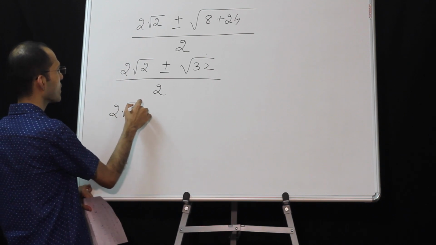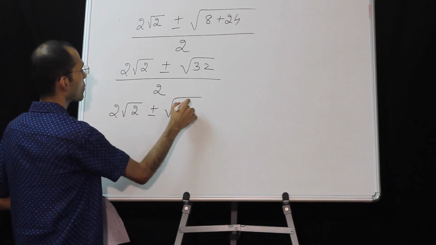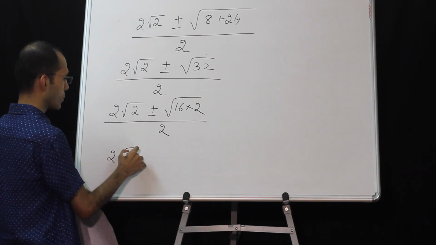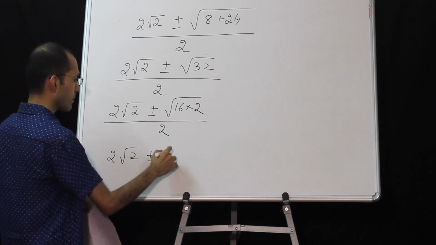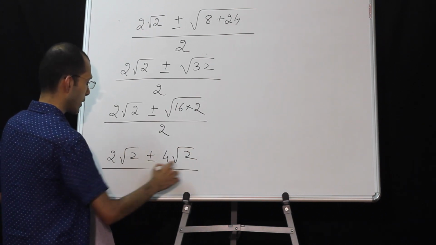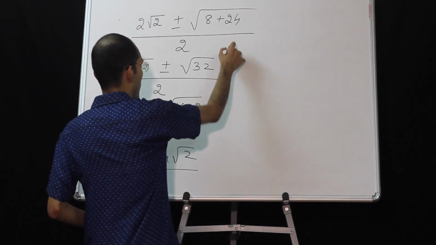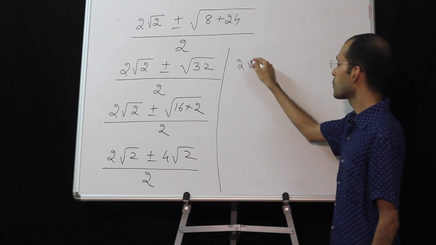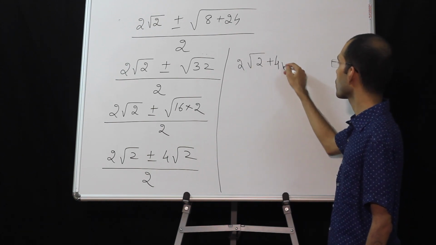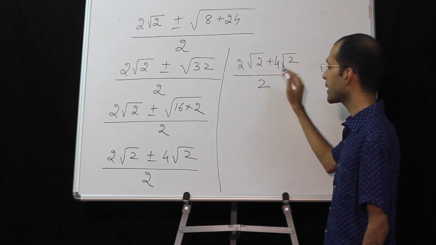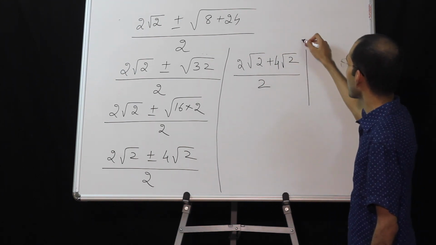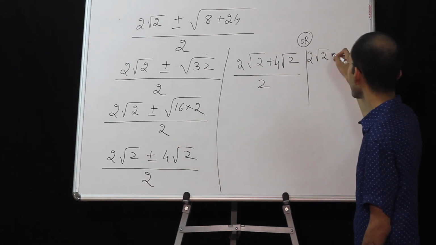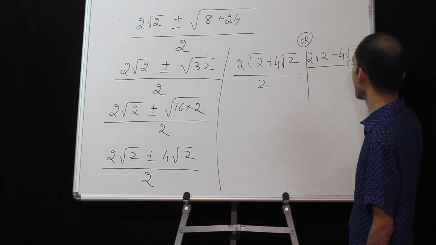So 2 root 2 plus or minus root of 16 into 2 upon 2. So this will be 2 root 2. This will be how much now? Plus or minus 4 root 2 upon 2. So now two possibilities. 2 root 2 plus 4 root 2 the whole divided by 2, or 2 root 2 minus 4 root 2 the whole divided by 2.